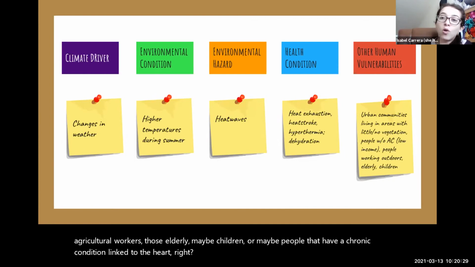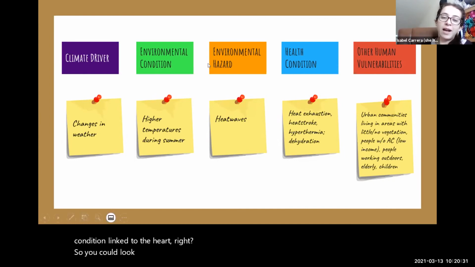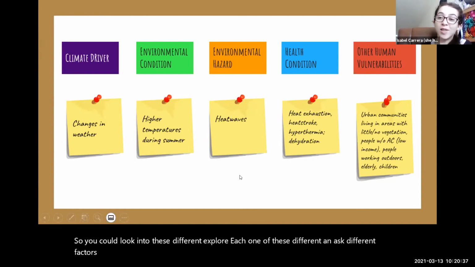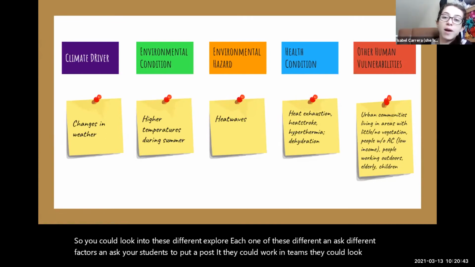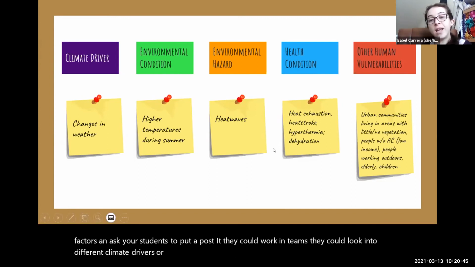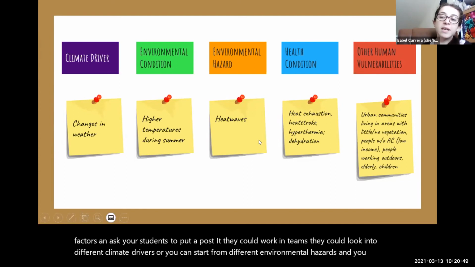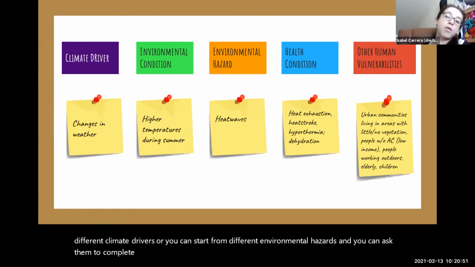So you could explore each one of these different factors and ask your students to put a post-it. They could work in teams, they could look into different climate drivers, or you can start from different environmental hazards and you can ask them to complete the relationship with other factors or other areas.